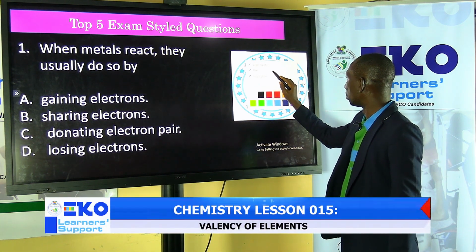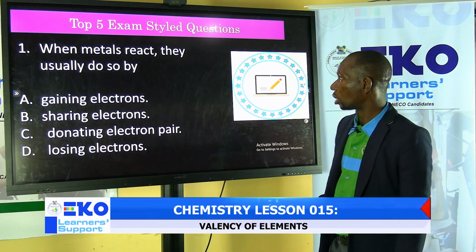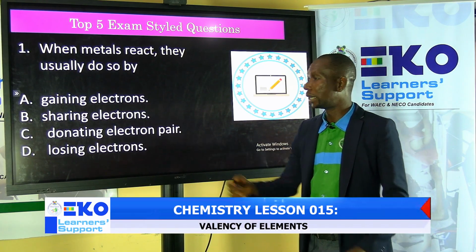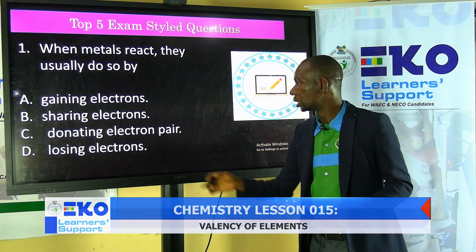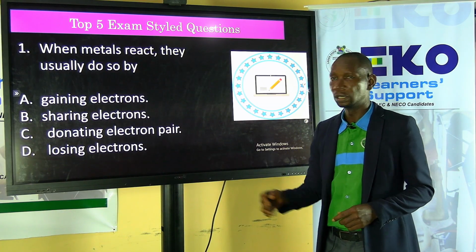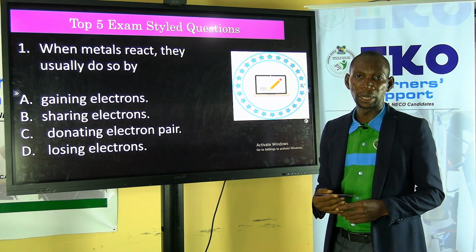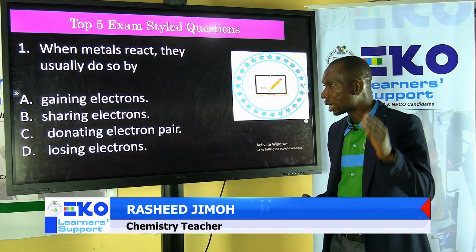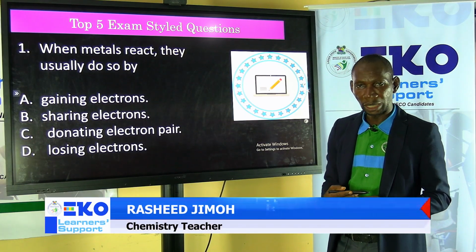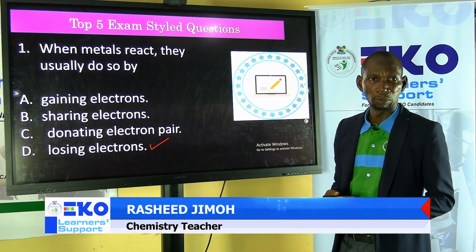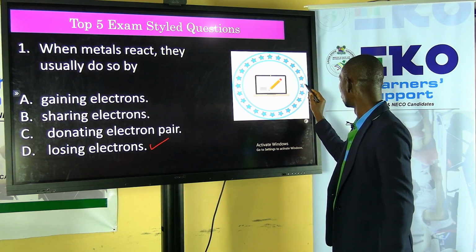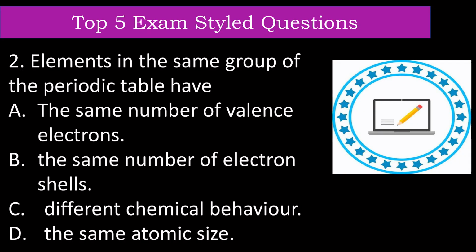We have spoken about metals and non-metals. How do metals react? A, gaining electrons. B, sharing electrons. C, donating electron pair. D, losing electron. What is the correct answer? Did I hear you say losing electrons? That is fantastic. Metals lose electrons to complete their shell. Let's go to the next question.